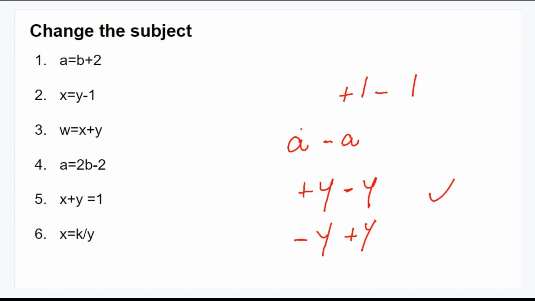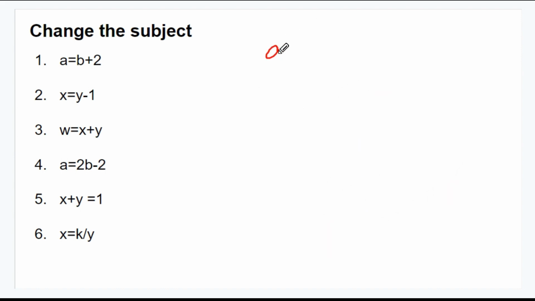Now we can solve our question over here. So we have A equals B plus 2. In question number 1, we need to eliminate this 2. We need to cancel this plus 2. Remember, you always need to say it with the plus sign. So I can do it like this.